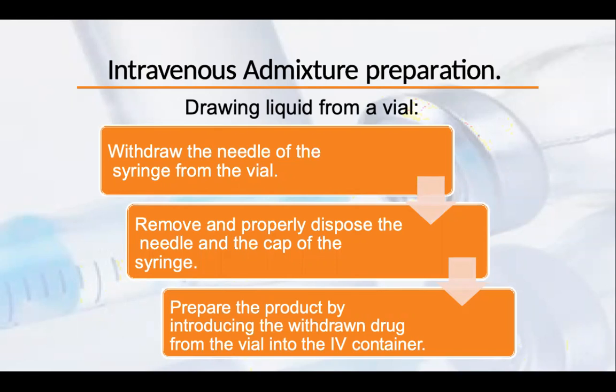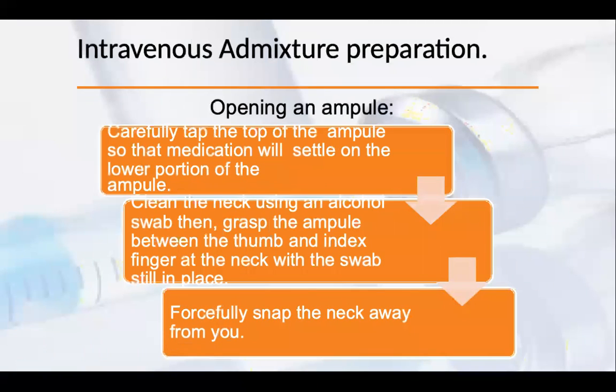Remove and properly dispose of the needle and the cap of the syringe. Prepare the product by introducing the withdrawn drug from the vial into the IV container. Now, the drug amount which we have drawn from that vial has to be introduced inside that IV container, drip or infusion bag. Similarly, that was for the vial. Now, how the drug is taken from the ampule and then introduced in that drip.